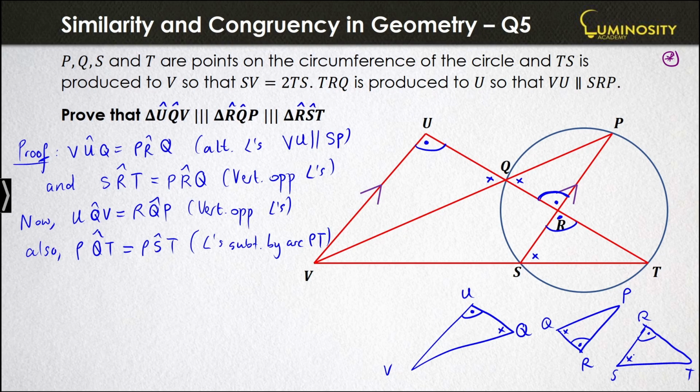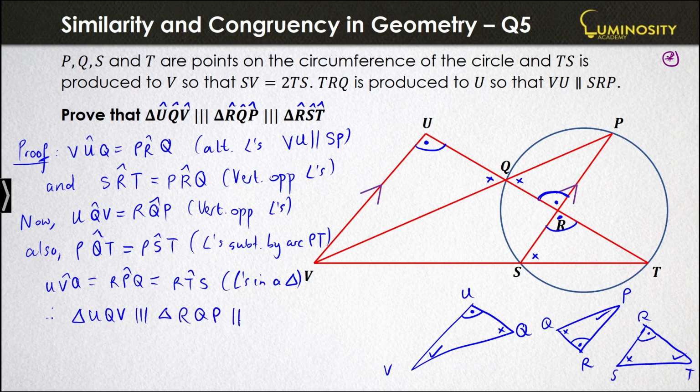And that's all you really need, two out of the three angles in that same sequence equal, because then lastly, we can conclude that angle UVQ, the very last angle, this one here, is equal to angle RPQ, this one here, and that's equal to angle RTS, this one here, by angles in a triangle. So by angle, angle, angle, we've shown that those three triangles in that exact sequence are similar to each other.